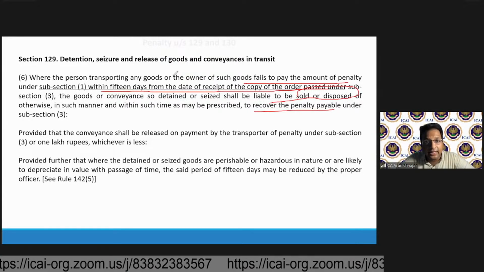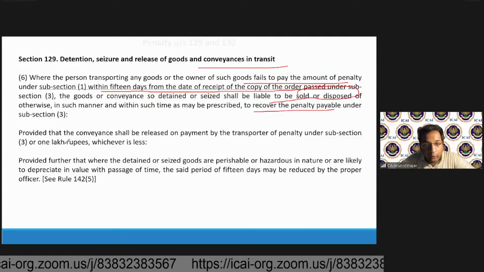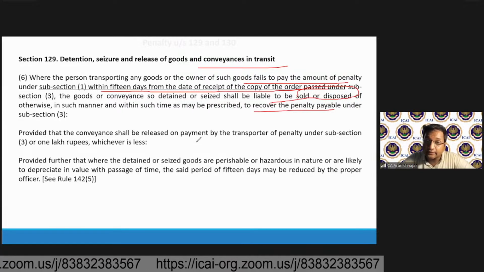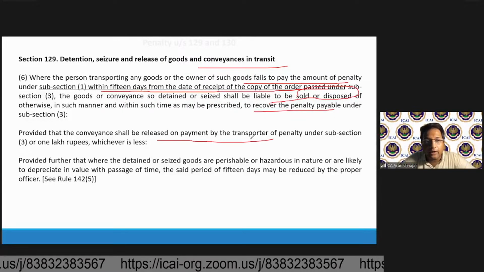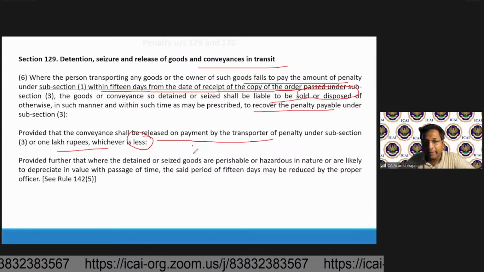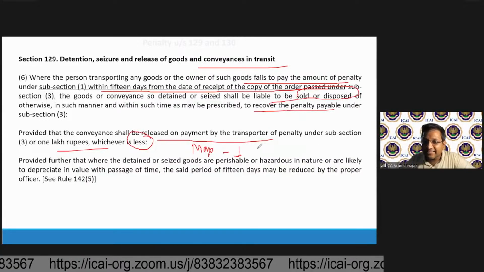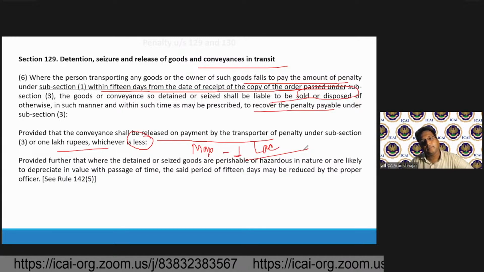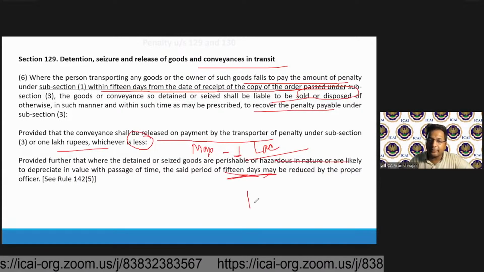They are also covering the conveyance in transit. It means if the conveyance in transit is also being detained, then it can be released upon payment of the penalty or 1 lakh, whichever is lower. So I can say the conveyance can be released on payment of a maximum of rupees 1 lakh. If the goods are perishable or hazardous in nature, then the period of 15 days can be reduced.